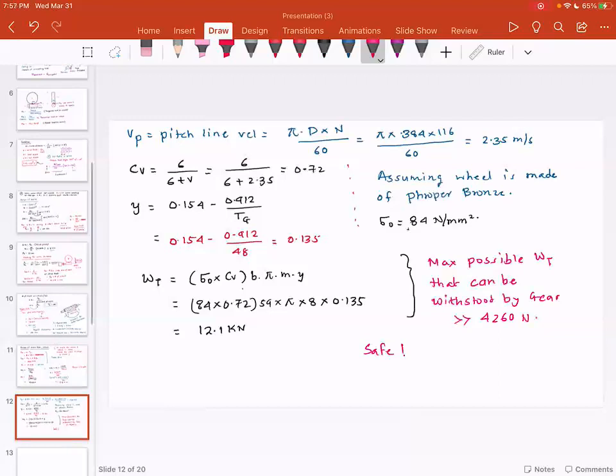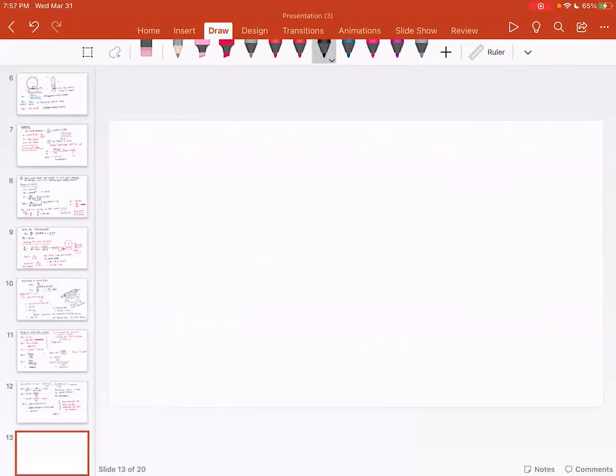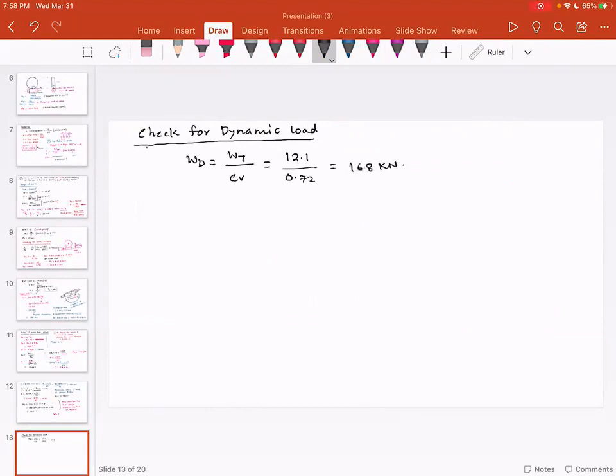Next step is we have to check for the dynamic load. Again, this step is not required, but just in case. WD is equal to WT divided by CV. So 12.1 divided by 0.72, so 16.8 kilonewtons. Again, this is the capacity. This is greater than 4260, hence it is safe. But this is not required, actually.